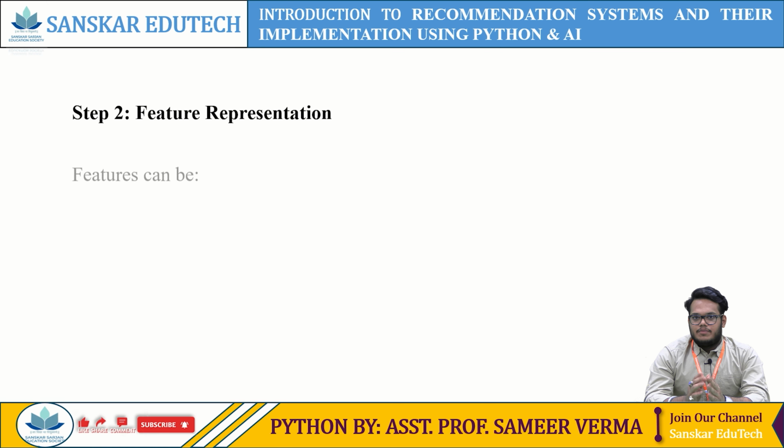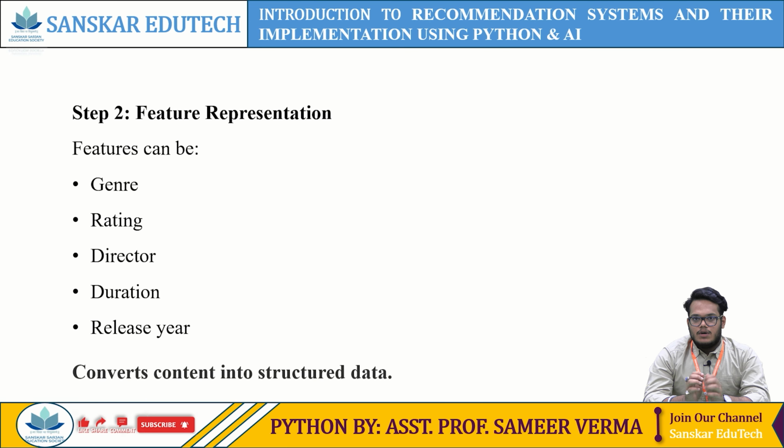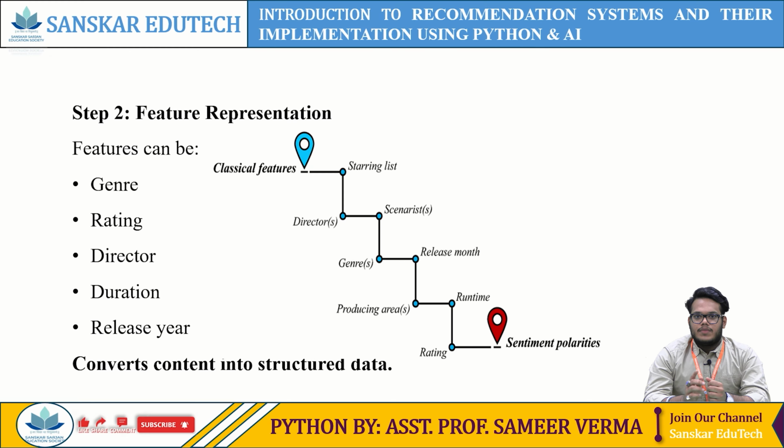Step 2 is feature representation. The system doesn't just store movie titles, it breaks each piece of content into features. For example, a movie may include genre, actor, director, rating, duration, release year, etc. These attributes are called features. Now why is this important? Because AI systems don't think in titles, they think in patterns and features. By converting content into structured features, the system can compare items intelligently.